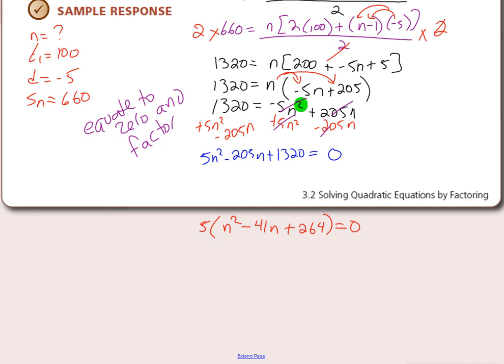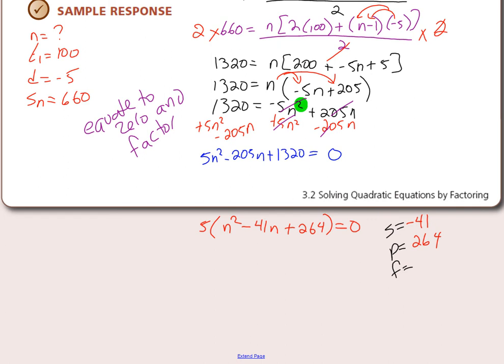Now let's do our fun jazz. Sum, product, factoring. Sum, that's my middle term: negative 41. Product: the product is the first term, which is a 1, multiplied by the last term, 264. So that's just going to be 264. Looking for two numbers that multiply to 264 and add to negative 41.